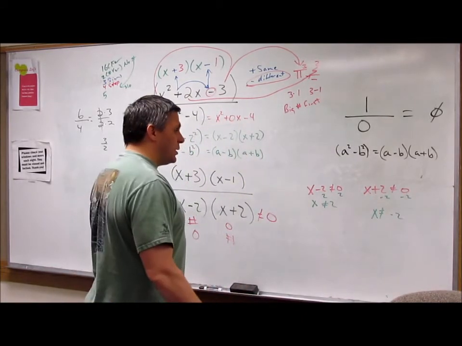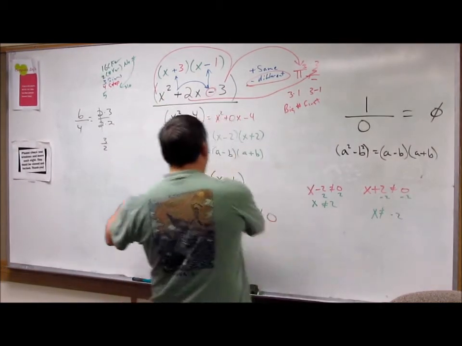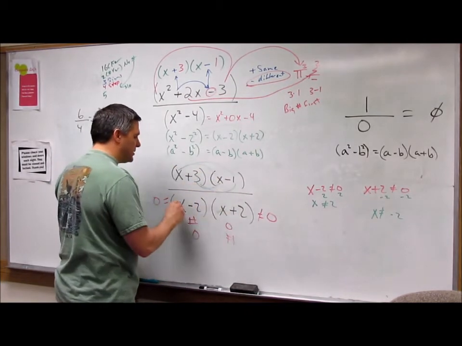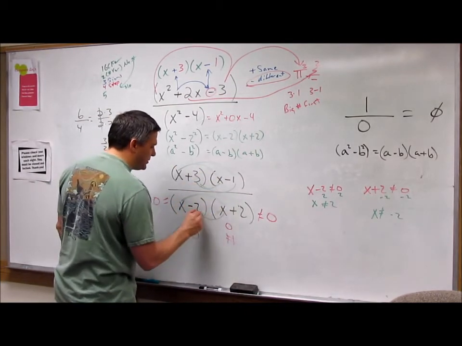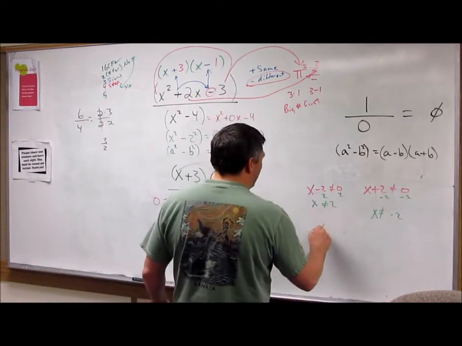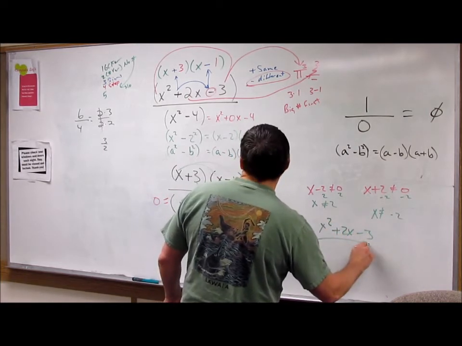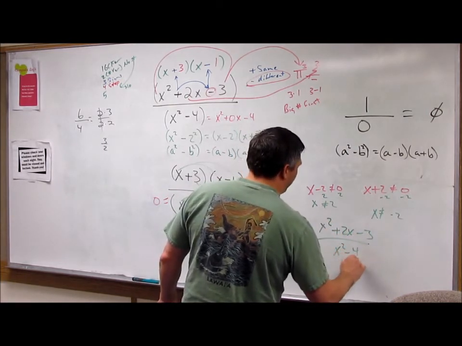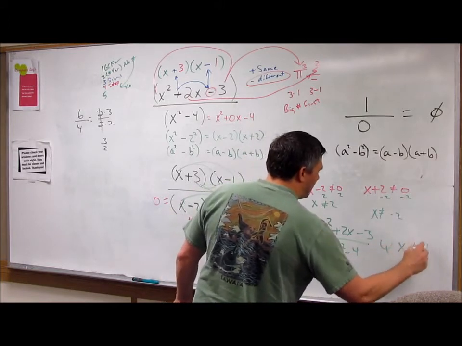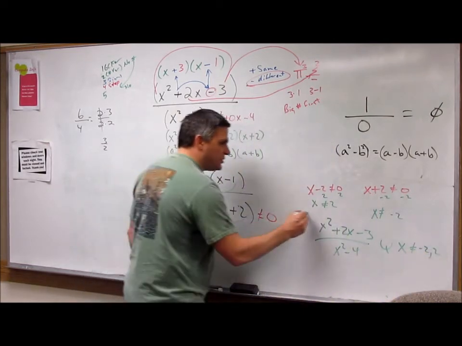Okay? So then I put the equation back together. This times this, this times this, and so on. Add my like terms, and there it is: x squared plus 2x minus 3 all over x squared minus 4, where x cannot be negative 2 or 2. Okay, that's your answer.